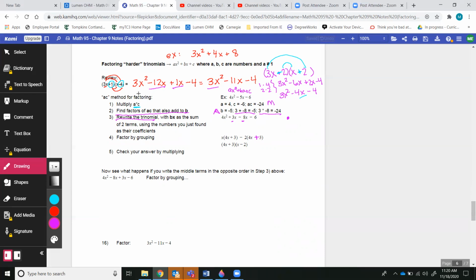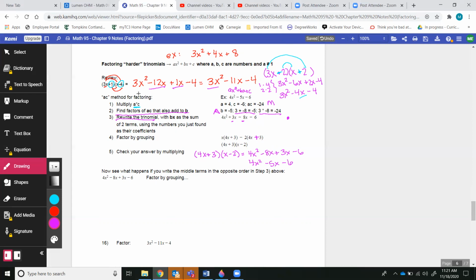Again, I can check it by multiplying. So if I check it by multiplying, I get 4x plus 3 times x minus 2. 4x times x is 4x squared minus 8x plus 3x minus 6. Well, these two, I always want to check. Yes, they actually do add up to -5. So 4x squared minus 5x minus 6.